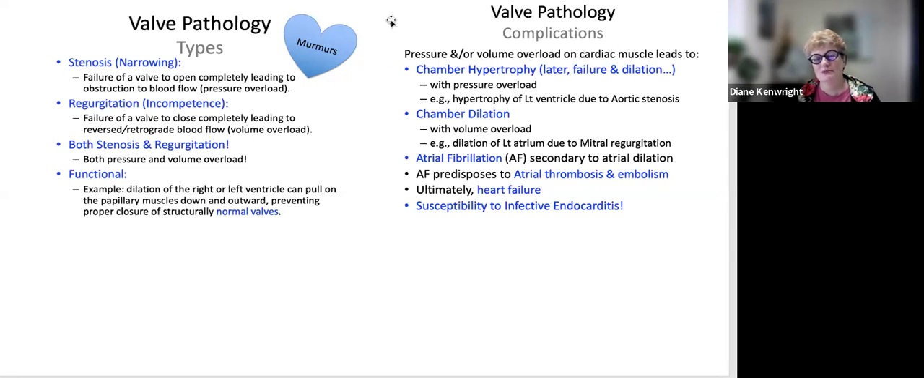And you've also learned about valve pathology and its complications: hypertrophy of the left ventricle, dilation of the left ventricle with volume overload, for example, or left atrium with mitral regurgitation, and then the secondary effects of that, particularly atrial fibrillation.